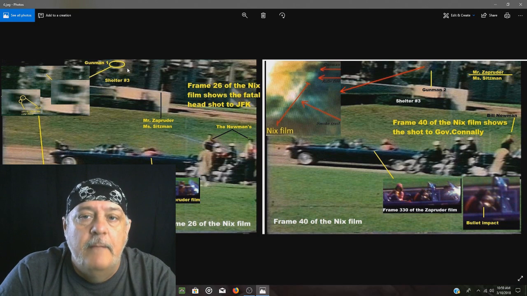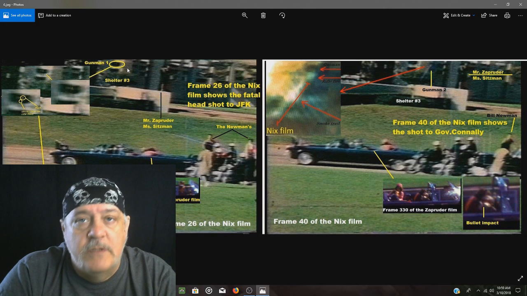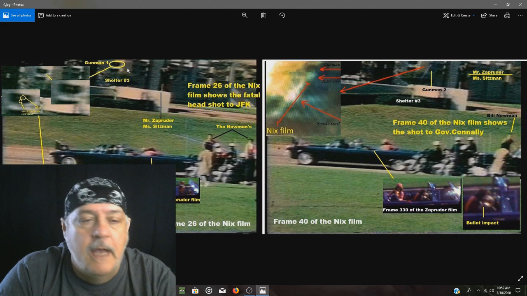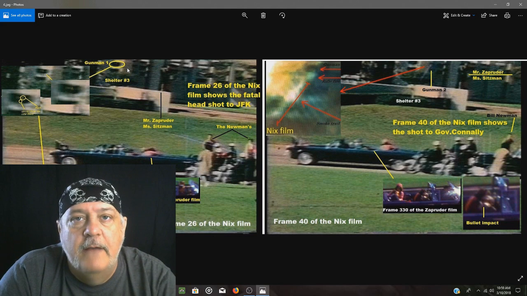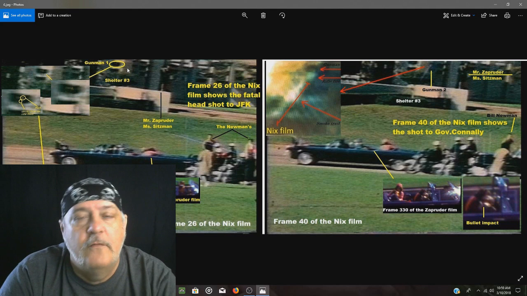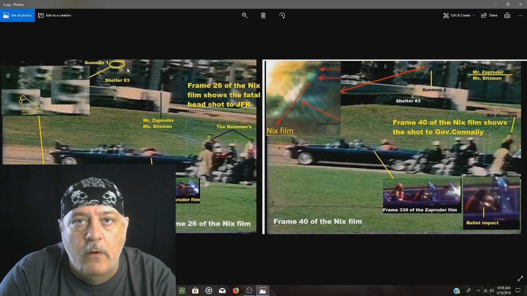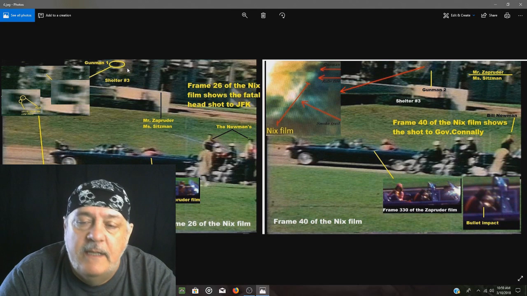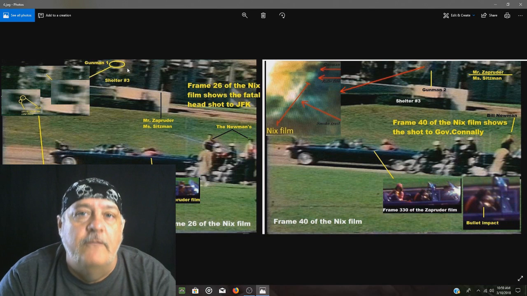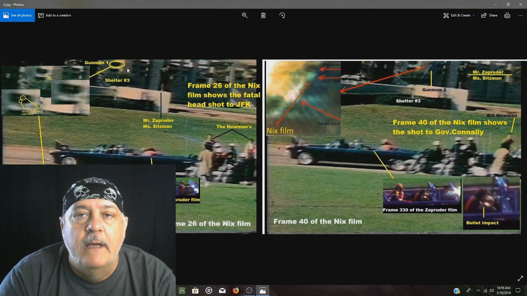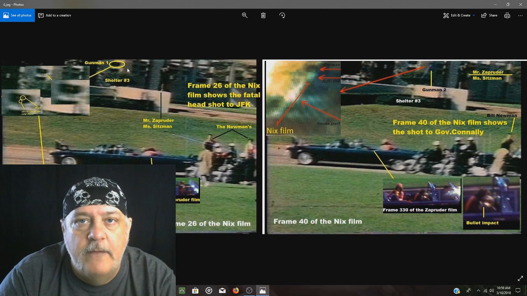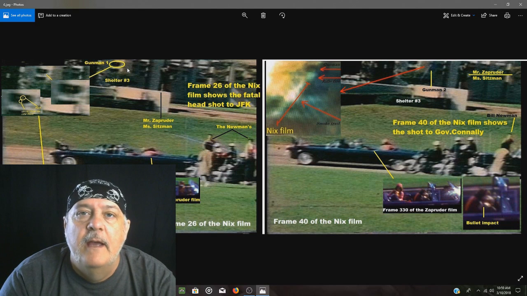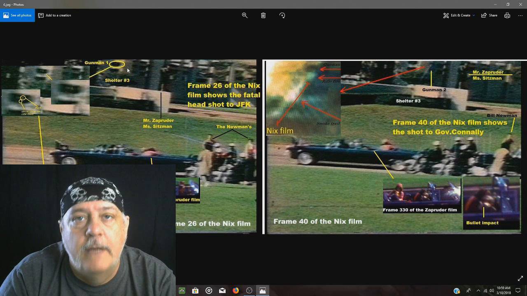Same as frame 40 of the Orville Nix film. We can see the shot being fired, and this was to Governor Connally. In the Zapruder film, when Governor Connally was turning over to his left, we see the bullet entering his back, which was frame 330. Also in the Orville Nix film, when Governor Connally was shot, he falls right into his wife's lap. So we know the fatal headshot came from the gunman inside of shelter number 3. We know this for a fact. We know the shot to Governor Connally as he was turning to his left, where the bullet struck his back, came from shelter number 3 on the side.